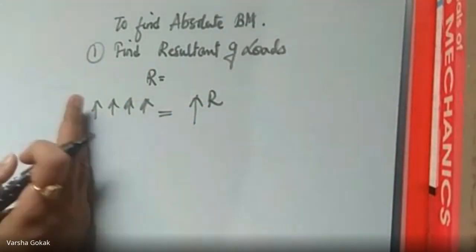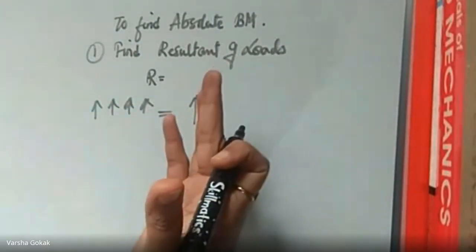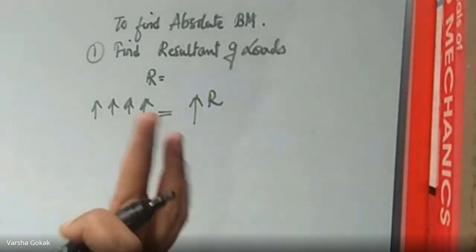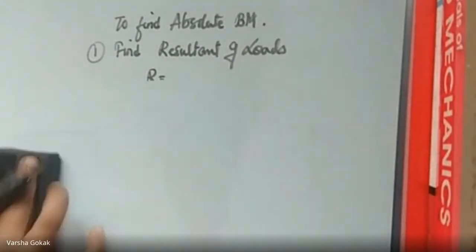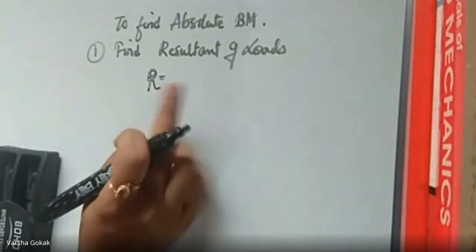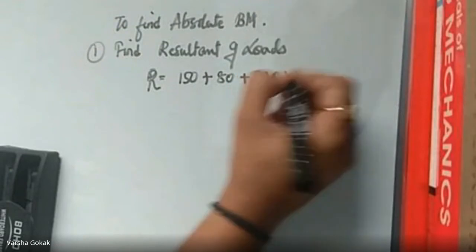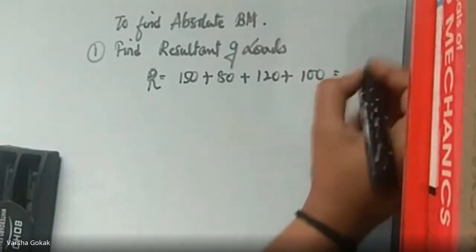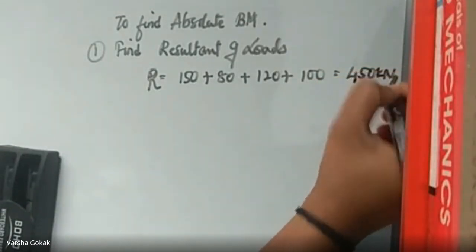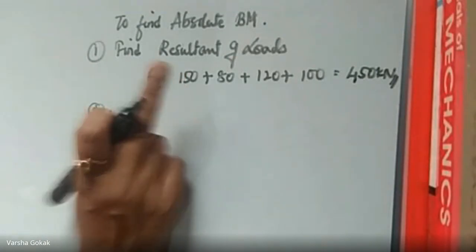Now, 4 different people pulling a table, and whatever is the total force applied by all of them, if I get one single force as good as the same, it would be the resultant R. That is the concept. If I want to calculate the resultant, I have to take the sum of all the forces. How many forces do we have? We have 150, 80, 120, and 100. How much is this? 450. Am I correct? Yes, ma'am. Resultant is 450. So first find the resultant of the forces. That is the first step in absolute bending moment.